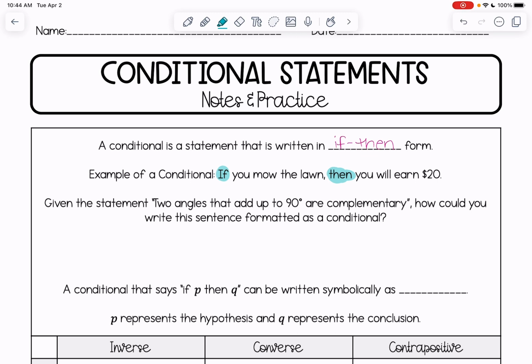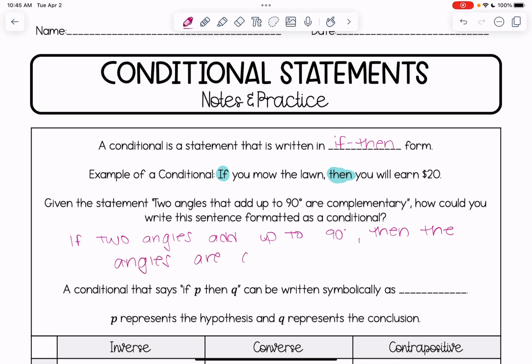And it says, given the statement, two angles that add up to 90 degrees are complementary. How could you write this sentence formatted as a conditional? So if you look at that sentence, two angles that add up to 90 degrees are complementary. There's no word if or no word then in that sentence. So we're going to rewrite it by inserting those terms. So I could say if two angles add up to 90 degrees, then the angles are complementary. So we're essentially getting the same point across, however, it's now in conditional format because we have the words if and then in the statement.